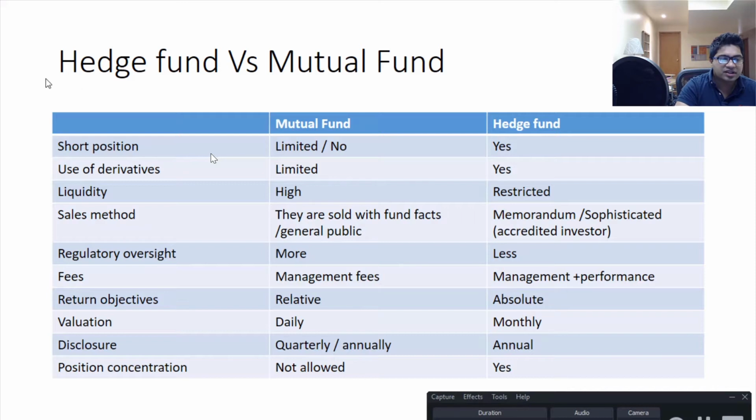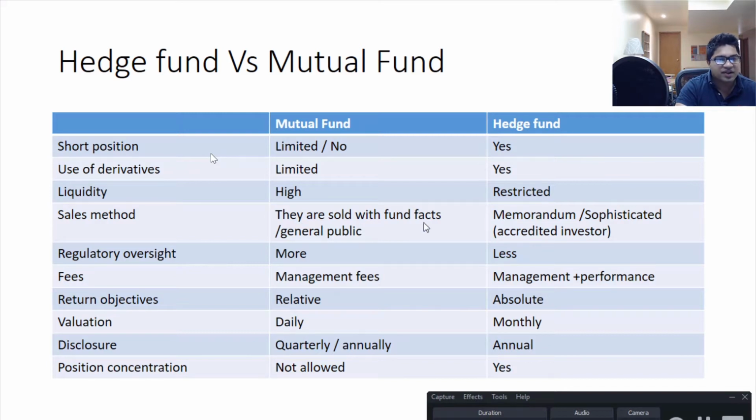So, the difference between a mutual fund and a hedge fund. In a mutual fund, short positions are limited. There is limited use of short positions in close-ended funds, and generally they cannot short sell. Hedge funds can do short selling. Use of derivatives is limited to 10% of fund value. Hedge funds can use derivatives. Liquidity is high in the case of mutual funds. Liquidity is quite restricted, so there is low liquidity in the case of hedge funds.